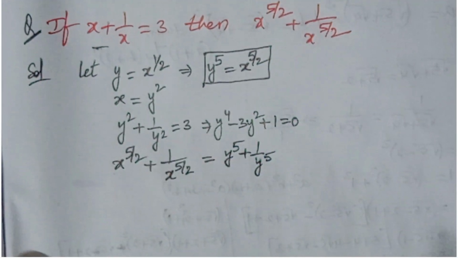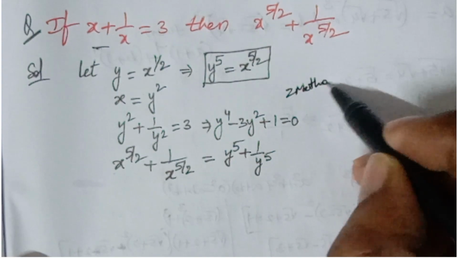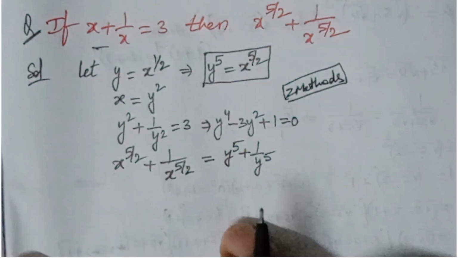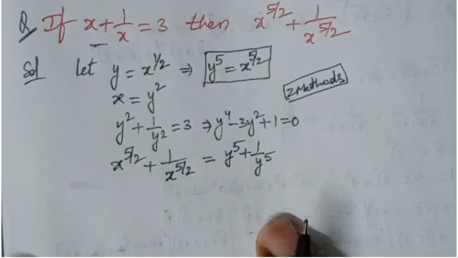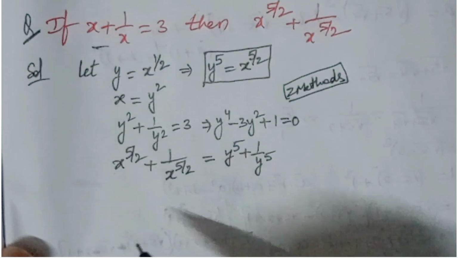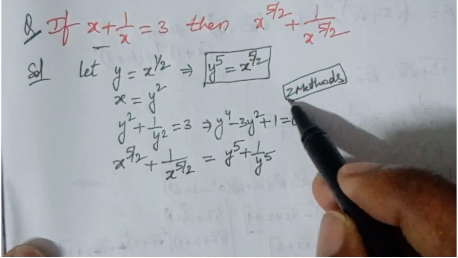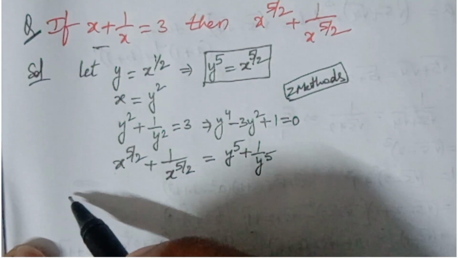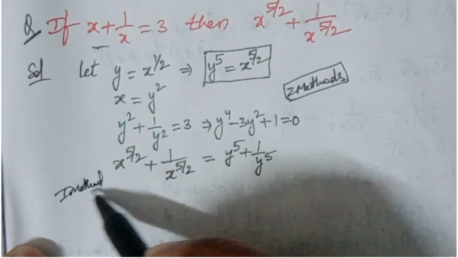There are two methods to find this value, y to the power of 5 plus 1 by y to the power of 5. In two methods I am going to explain. The first one is the algebraic method, and the second method is another one that at last I will tell. So here, the algebraic method, first method, I am telling how to find this.